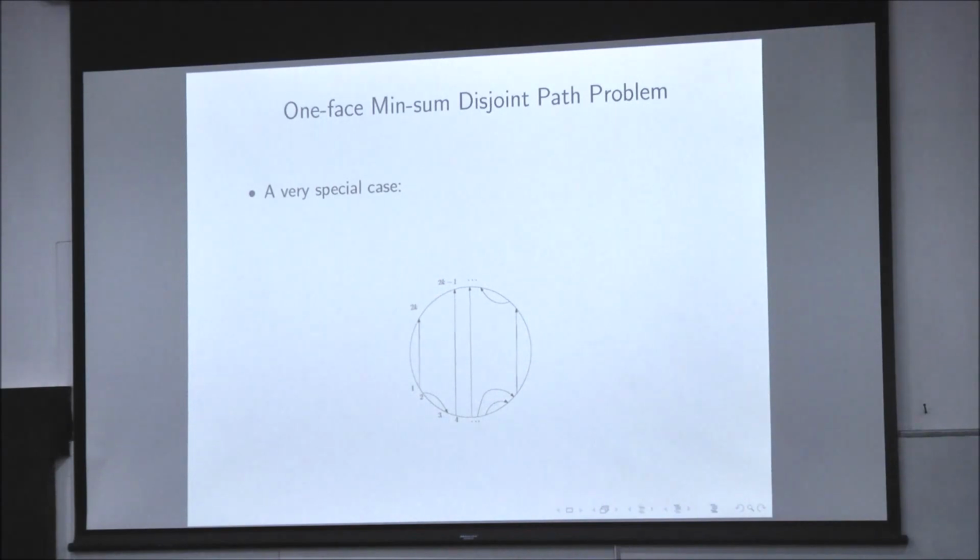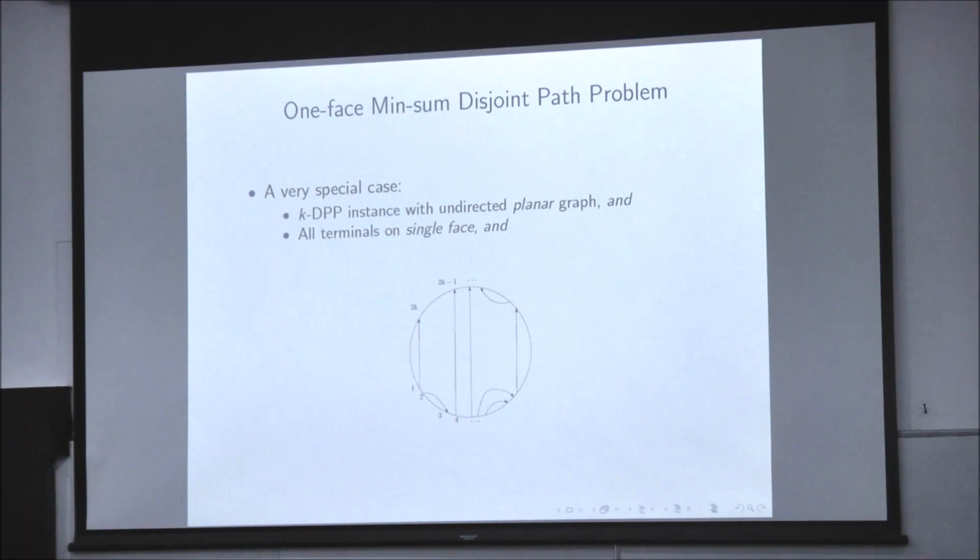So the very special case consists of the following. The input graph is planar, okay? And all the terminals, that is all the Si's and Ti's, lie on a single face. That is, if you see this, so these are the demands. So think of the graph as lying outside this face, and these are the demands. This is Si, this is Ti, so this is S1, this is T1, this is S2, this is T2, this is S3, this is T3, and so on. Okay?